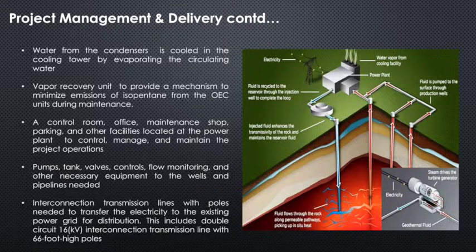Pumps, tanks, valves, control and flow monitoring, and other necessary equipment for the wells and pipelines would also be required for the project. The transmission lines, which are just shown over here for representation, or the interconnection transmission lines with poles, will be needed to transfer electricity to the existing power distribution grid. This will include a double circuit 16 kV interconnection transmission line, as discussed previously, with 66-foot high poles.